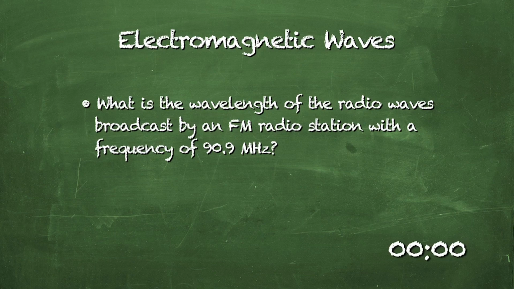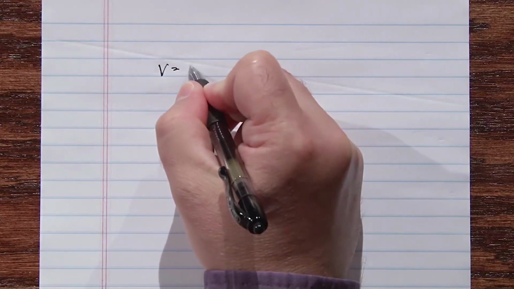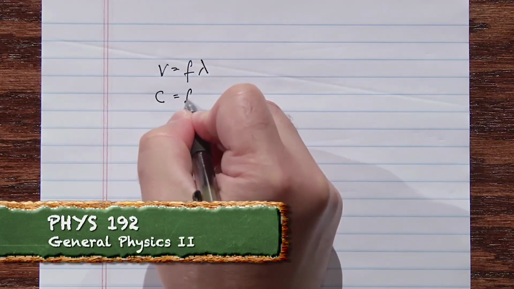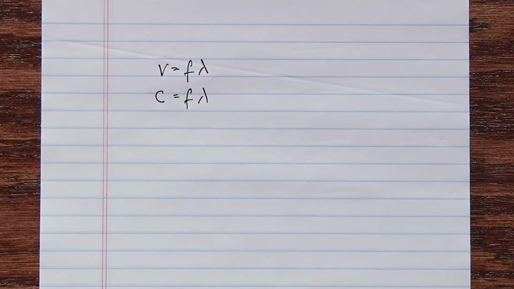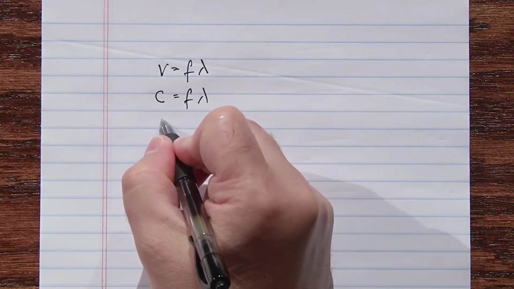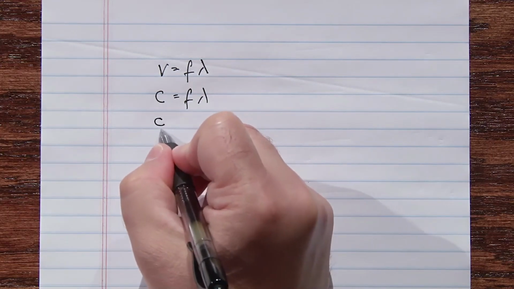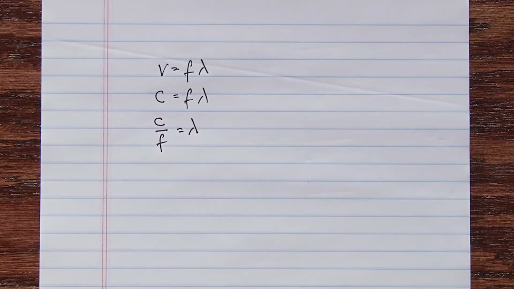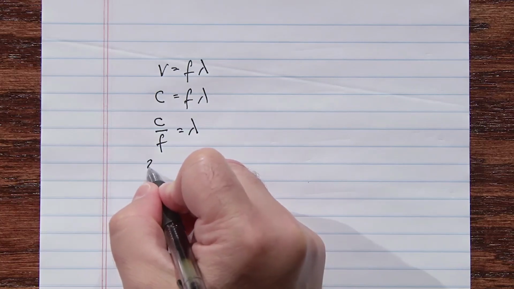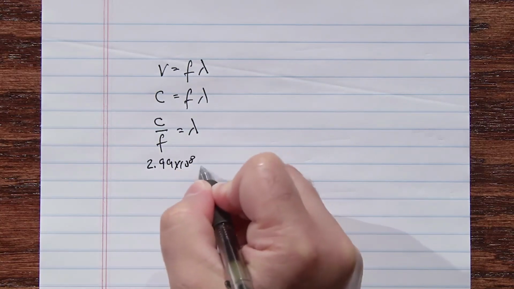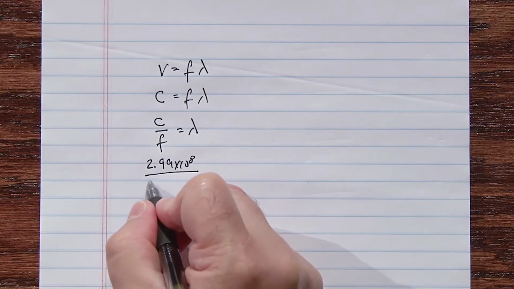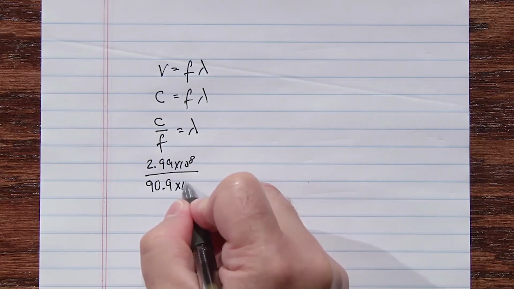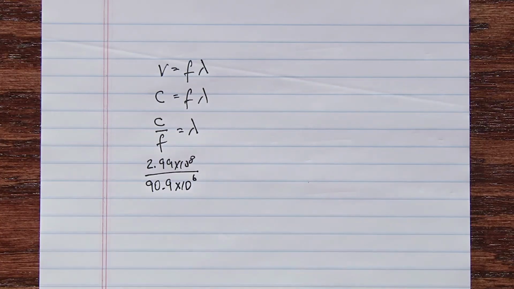Once again, we have the wave speed is equal to the frequency times the wavelength. The wave speed is equal to the speed of light, which is equal to the frequency times the wavelength. We're looking for the wavelength now, so we would divide both sides by the frequency, and c divided by the frequency gives us our wavelength. The speed of light is 2.99 times 10 to the 8 meters per second, and the frequency was 90.9 megahertz, so that would be times 10 to the 6 hertz.